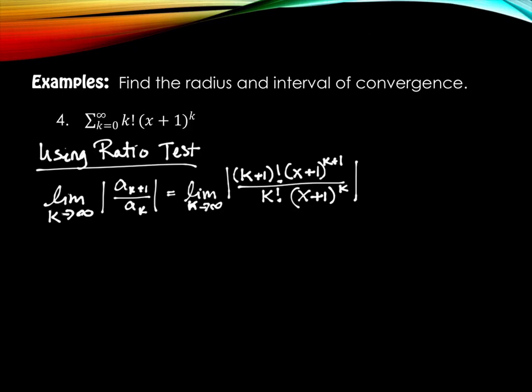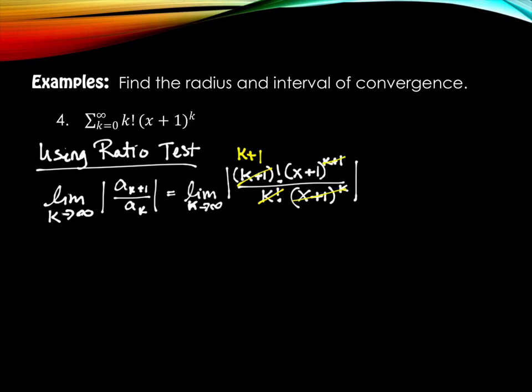Somebody tell me something we can simplify. The k plus 1 factorial and k factorial. Okay, how will those simplify? We get k plus 1 on the top. Wonderful. How about the other piece? Will it simplify? x plus 1 to the k, x plus 1 to the k plus 1. Okay, so what will it look like? Is it just x plus 1? Yeah, so we'll have just an x plus 1 on top. Okay, very good. So these are going to condense and simplify down.